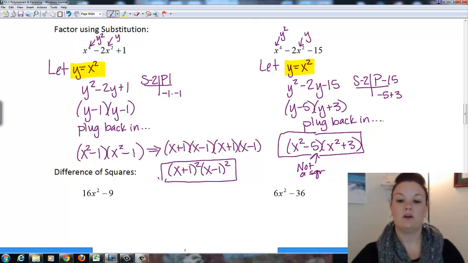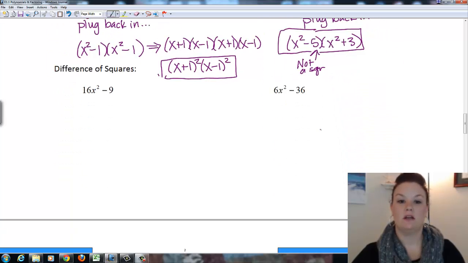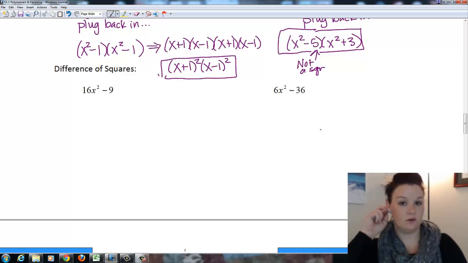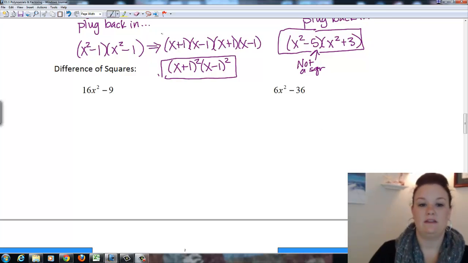All right, so now I want to go ahead and go over difference of squares. Difference of squares, we always look for greatest common factor first, and then when we're working out a difference of squares, I'm going to go ahead and put it over here.